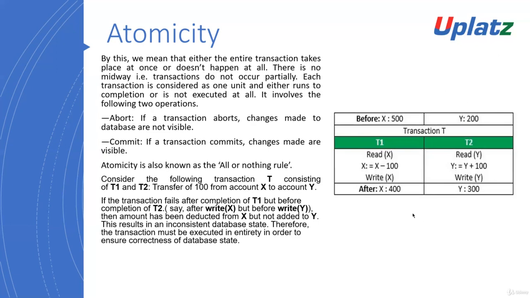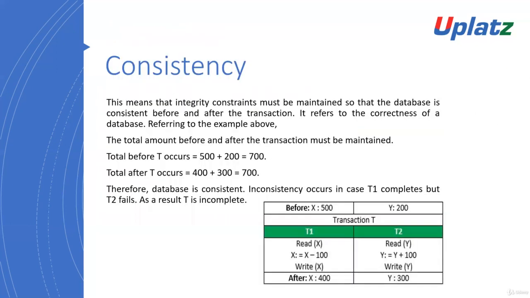That's what atomicity is. Next, we talk about consistency. Now, consistency is the most important property, because when we are dealing with important bank related data or some organizational data, it is very important that all your updates are consistent throughout all your tables. So what consistency means is that integrity constraints must be maintained so that the database is consistent before and after the transaction. It refers to the correctness of a database.